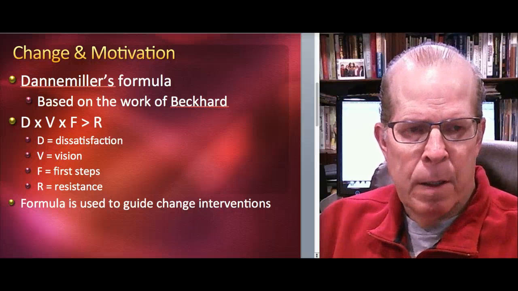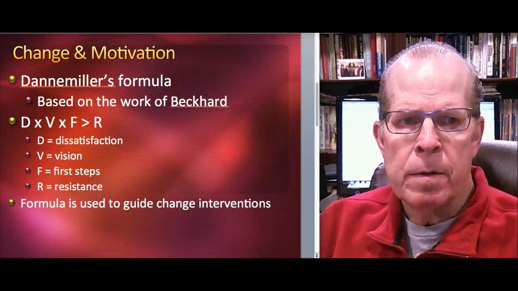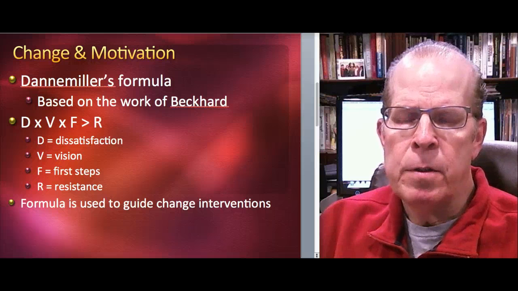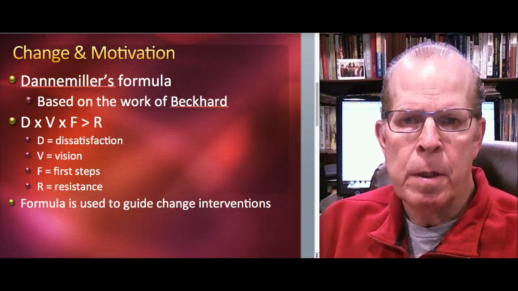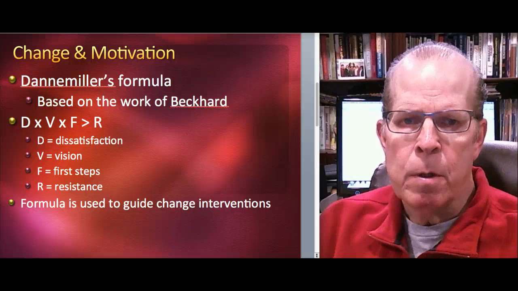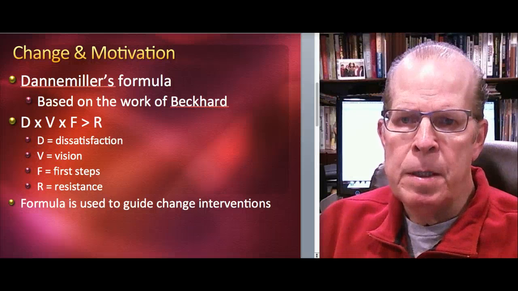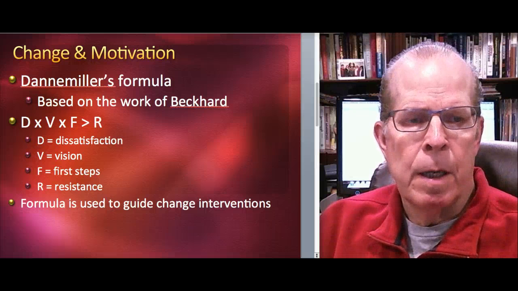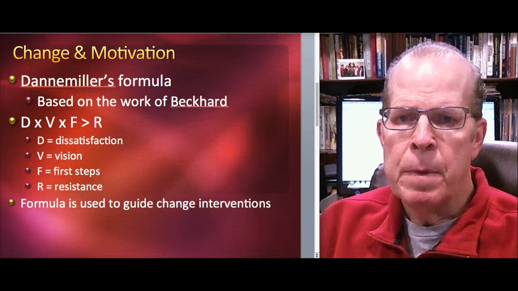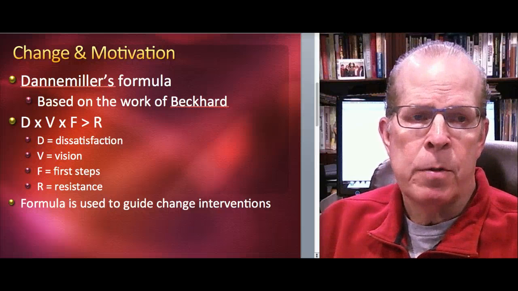The late Kathy Dannemiller was out of Ann Arbor, and she had developed a change formula that was based upon the work of Richard Beckhard. And her formula was D times V times F has to be greater than R. And that's to produce change.